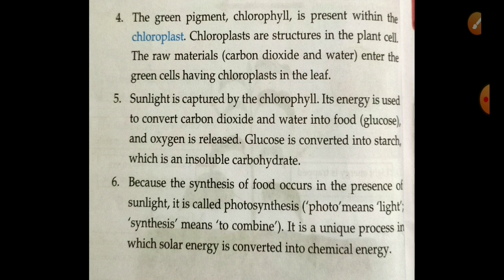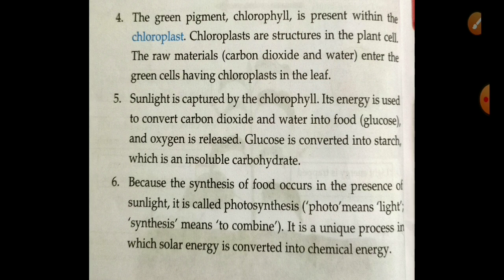In the next point, the fifth point, sunlight is captured by the chlorophyll. Sunlight is the solar energy which will convert the carbon dioxide and water into food, in the form of glucose. Beside glucose, oxygen is also released, and afterward glucose is converted into starch, which is an insoluble carbohydrate.